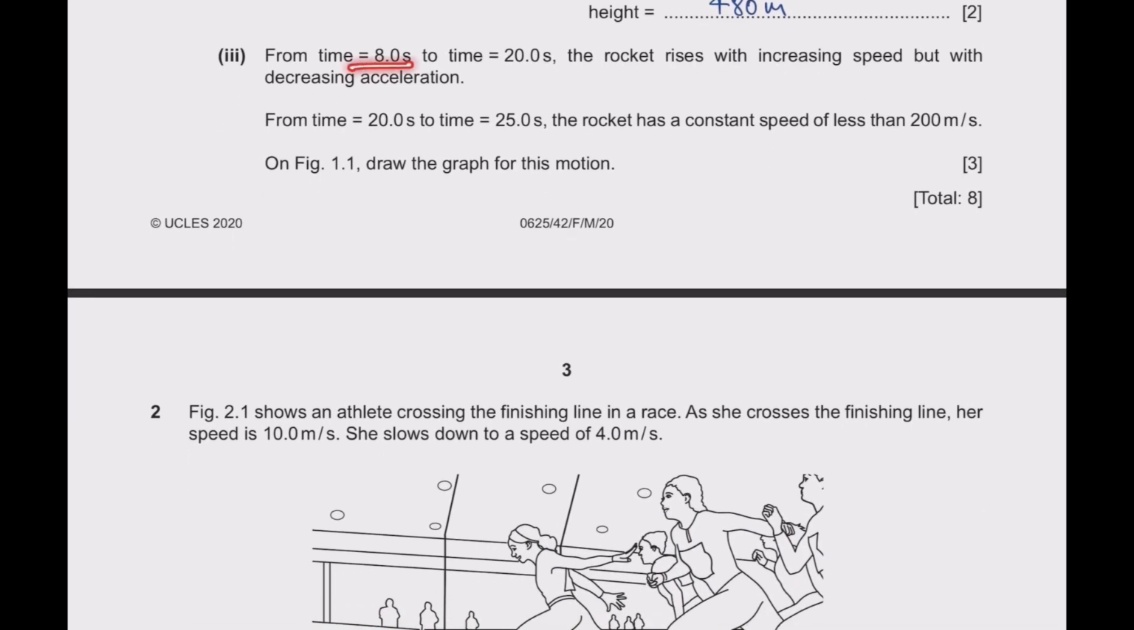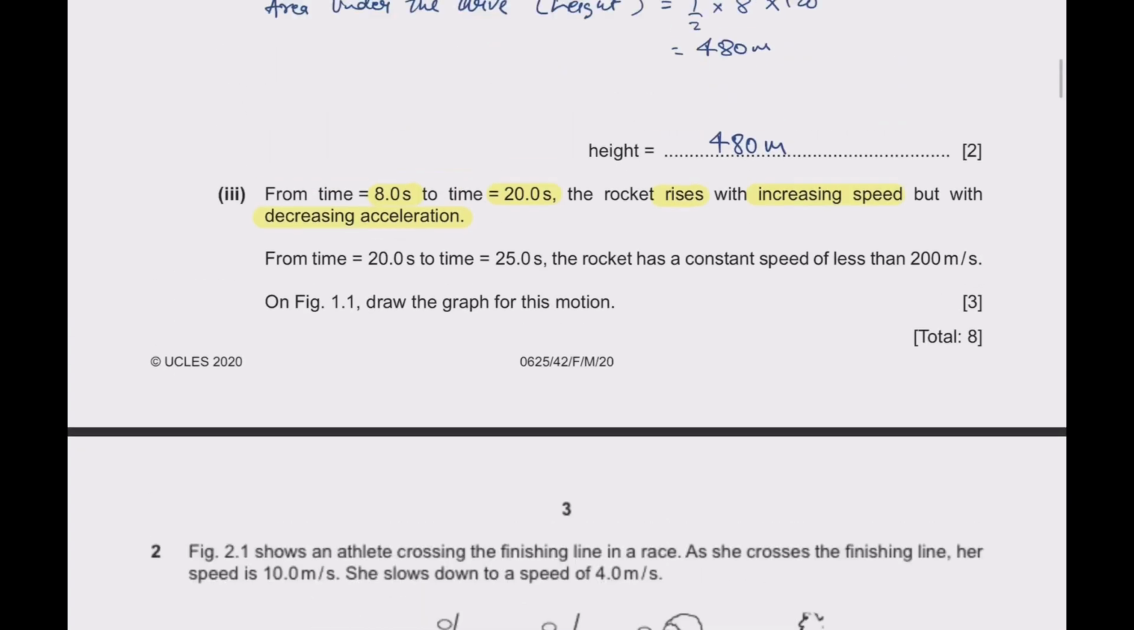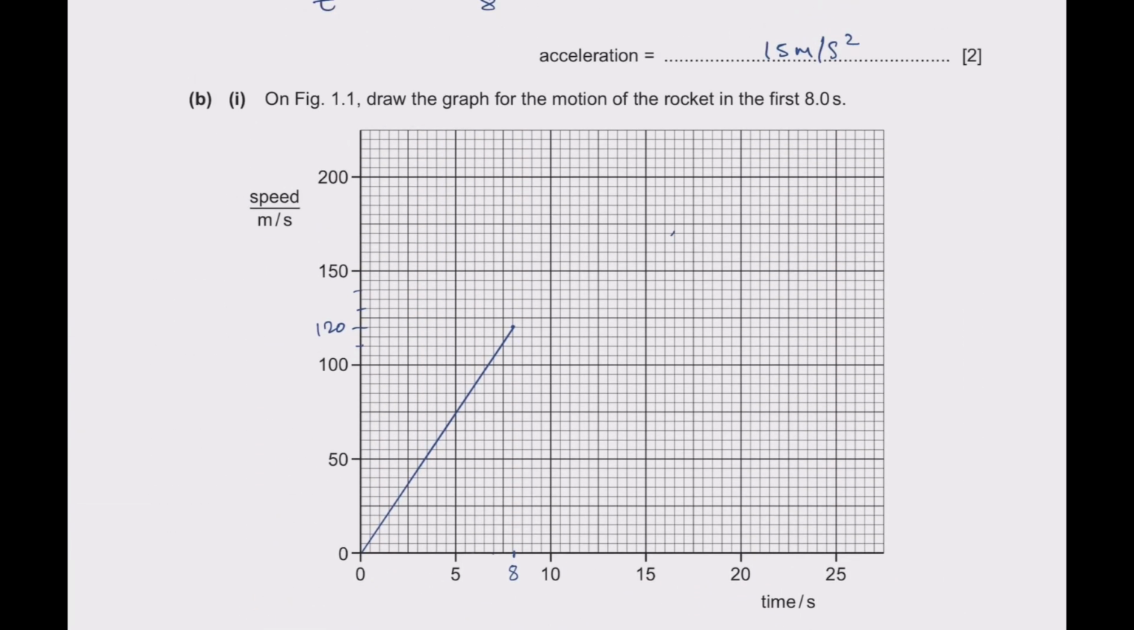Okay, so now the third question. From 8 second to 20th second, the rocket rises with increasing speed but with decreasing acceleration. This is a very important statement, students. It means your speed is increasing but at a decreasing rate. For example, if I say the initial acceleration which we get is 15 meter per second square, now after this 8 second, the speed is increasing but with decreasing acceleration. Now the acceleration will not remain 15, it will be lower than 15.